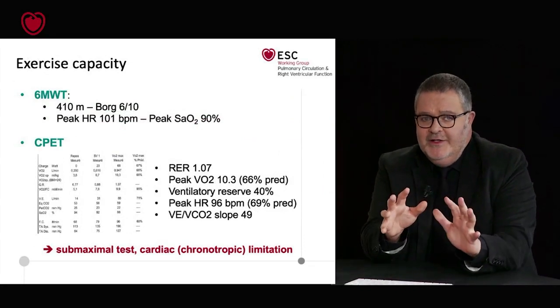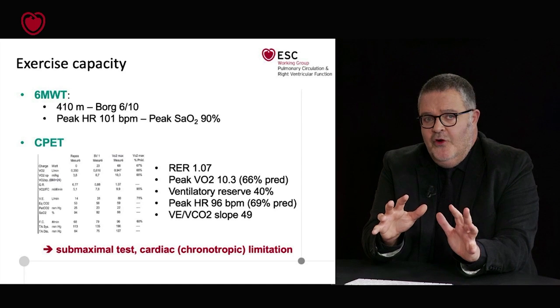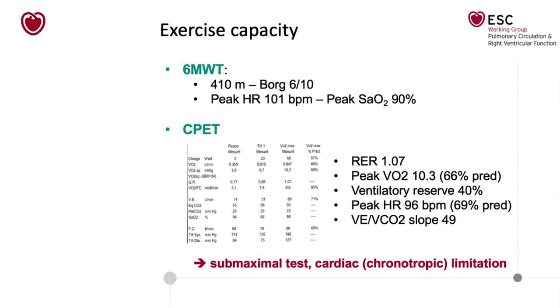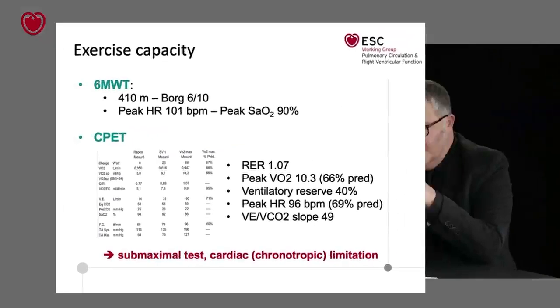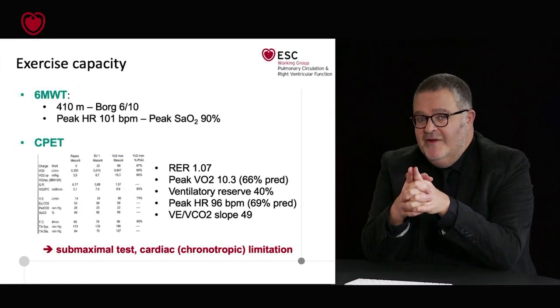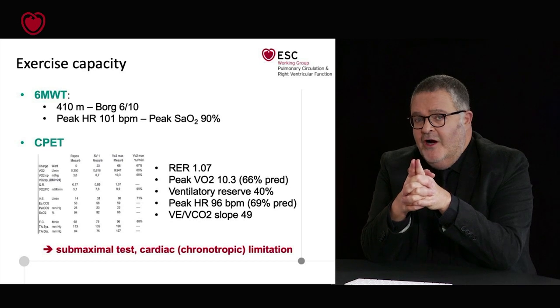Functional testing was quite interesting. The walking distance was 410 meters, which is quite okay for this more than 70 years old lady with obesity. The peak heart rate, 101. There was no significant desaturation, although the oxygen saturation dropped to 90% from 94%. CPET is interesting. There was a good ventilatory reserve. Peak VO2 was decreased at 66% predicted. So was peak heart rate, 69% predicted, with a high VE/VCO2 slope, showing that this patient is hyperventilating during exercise with an RER of 1.07.